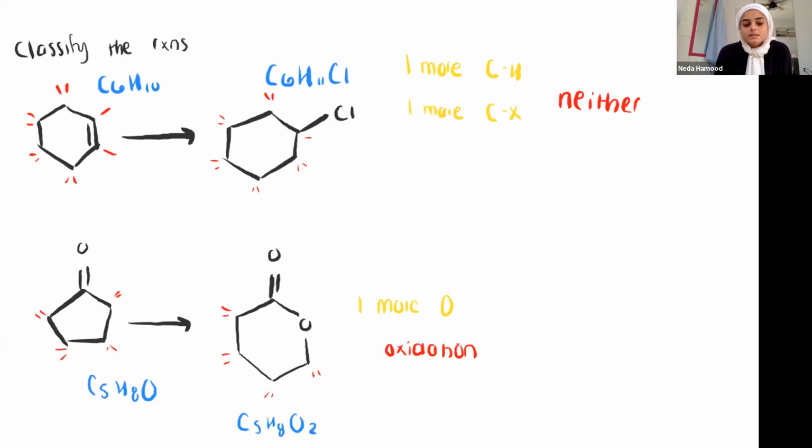Any questions about this? Wait, why is the first one neither? Because it has one more hydrogen? Yeah, because you have both of them, it makes it neither. The one more CH means it would be a reduction, but the one more CX means it would be an oxidation. You can't have both, so it's just going to be neither. Oh, okay. Cool, thanks.